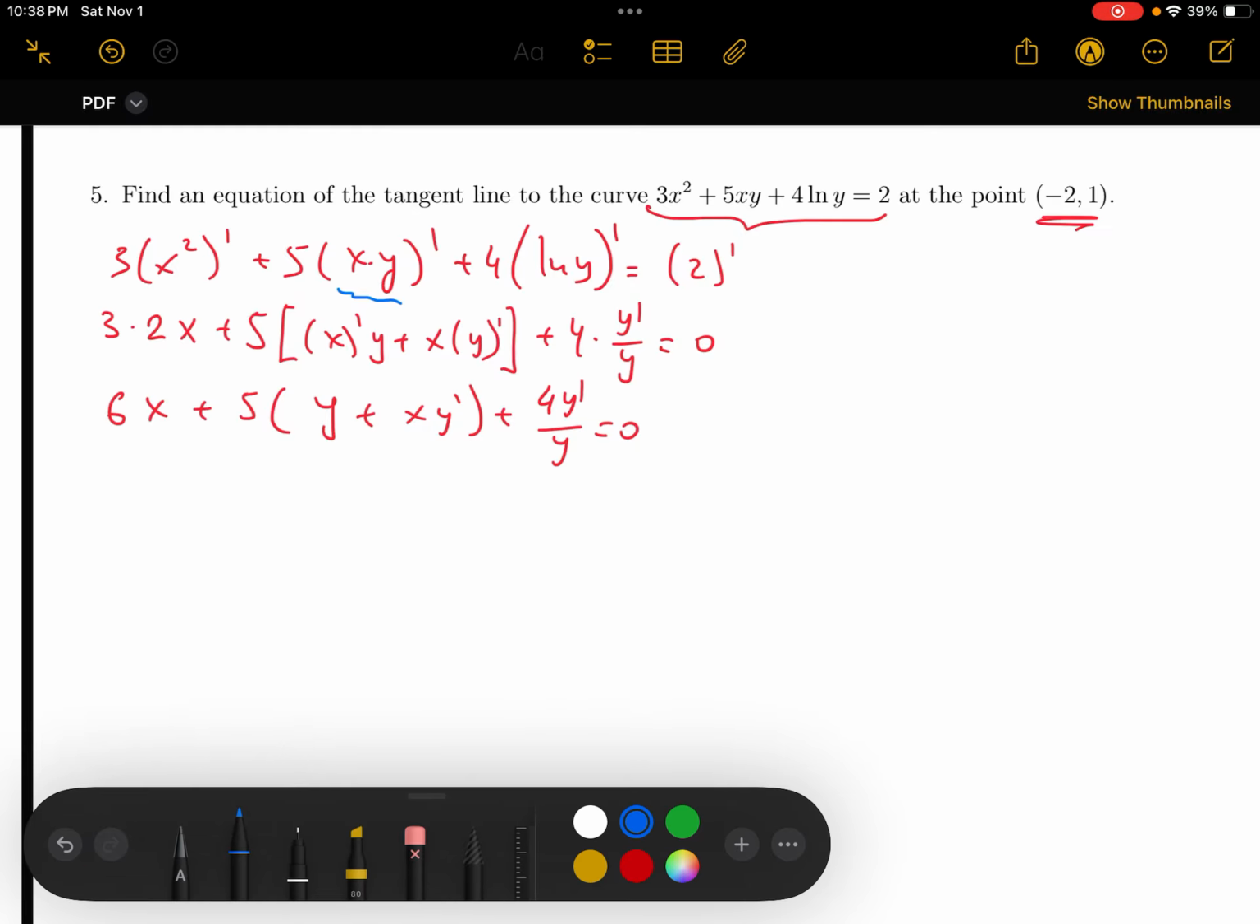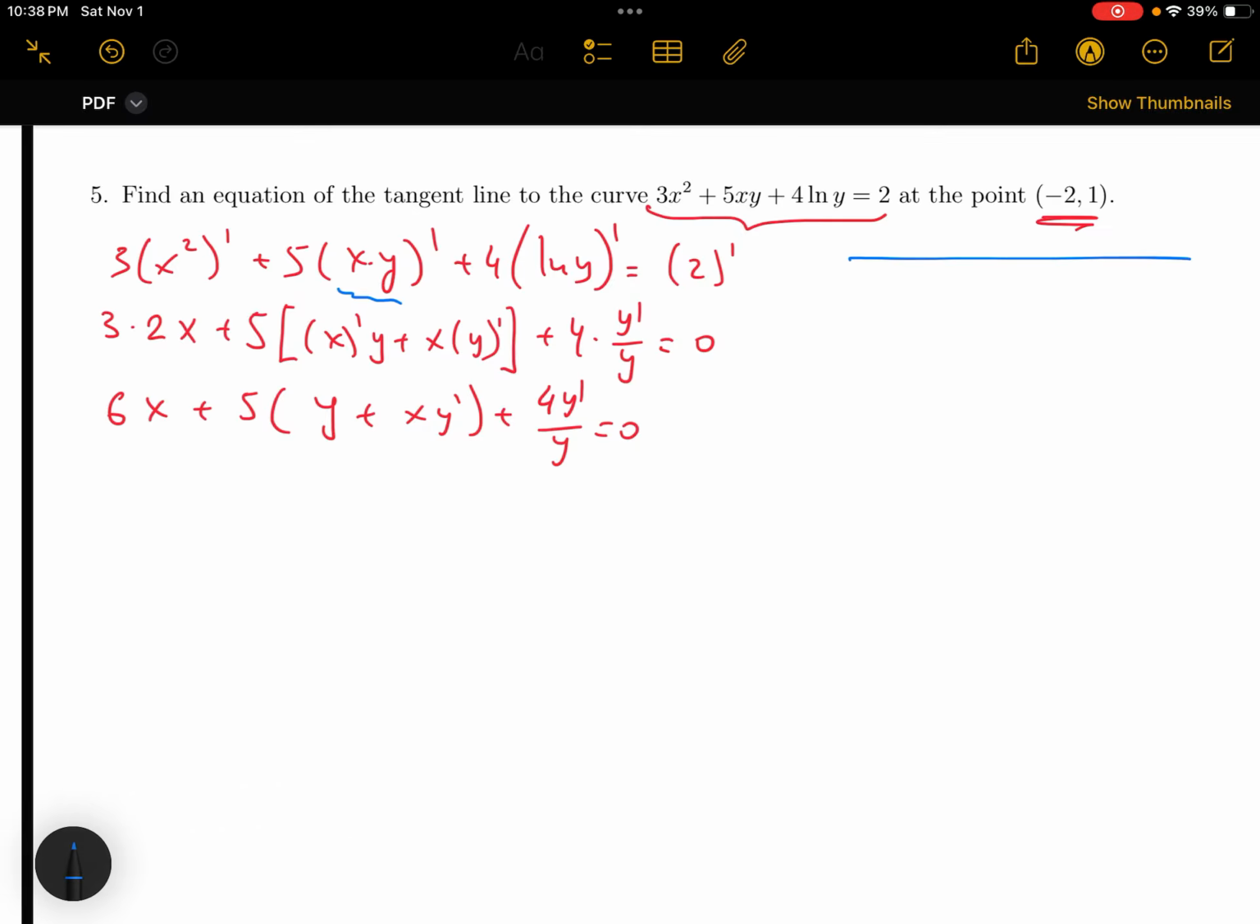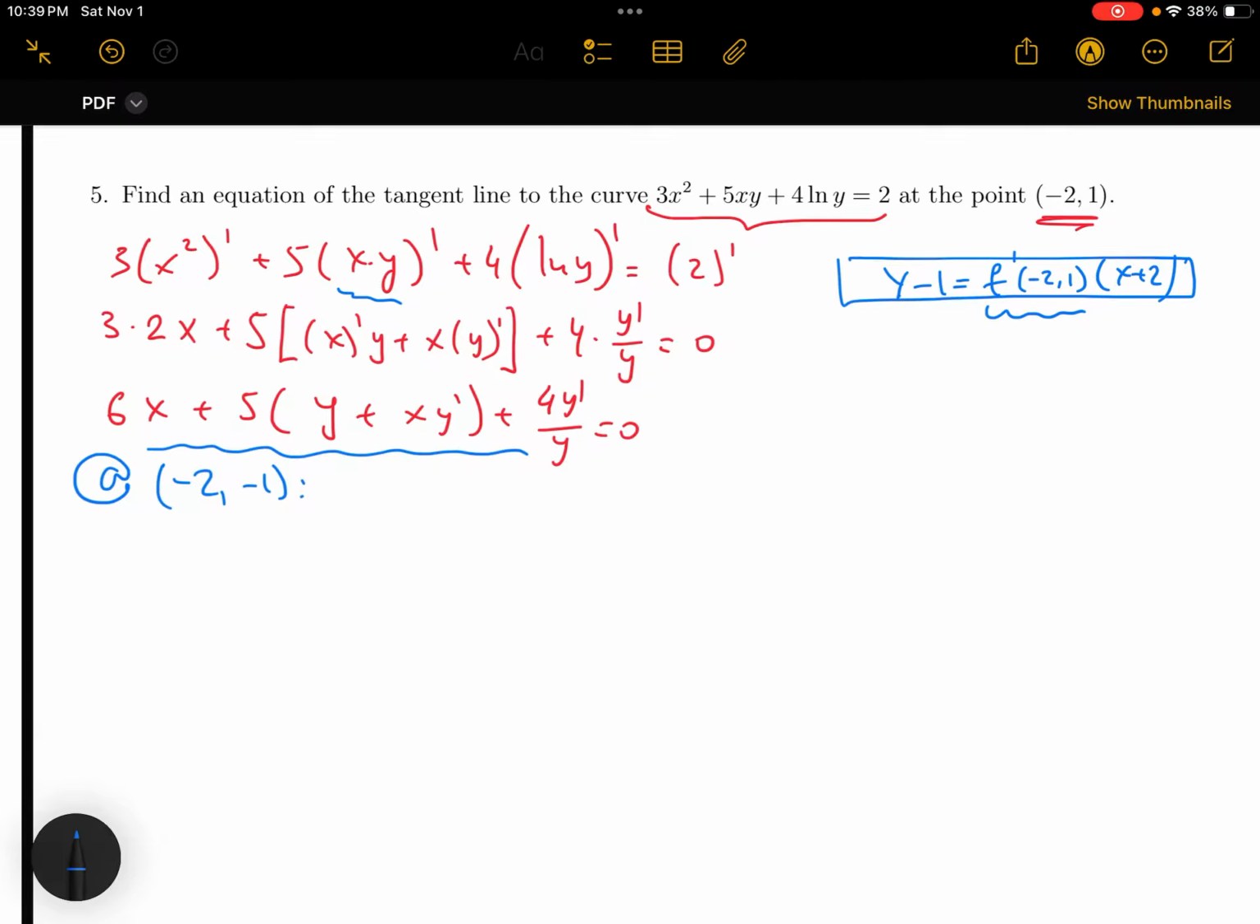Now, let me just remind you what we were looking for. We were looking for the equation of the tangent line at a given point, so that's y minus 1 is equal to f prime evaluated at negative 2 and 1 times x plus 2. So I want this expression right here. In order to save time, I don't have to isolate y prime in terms of x and y, I can just simply evaluate this expression at the point negative 2 and 1.